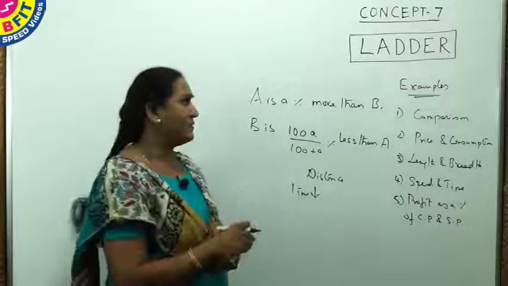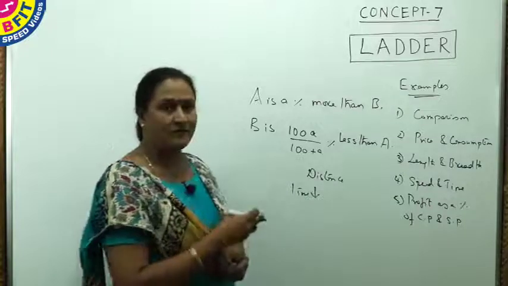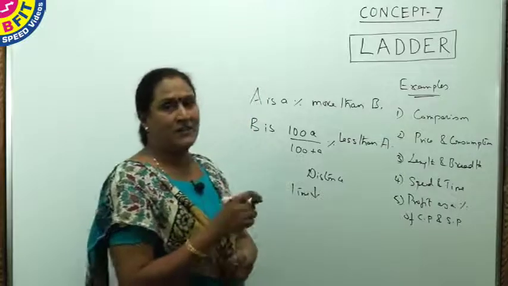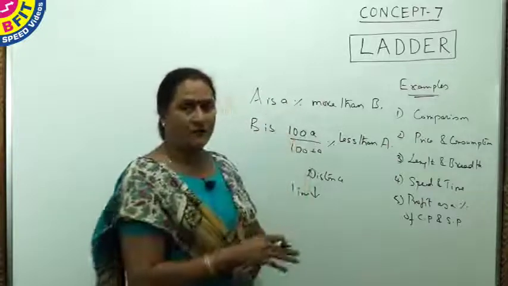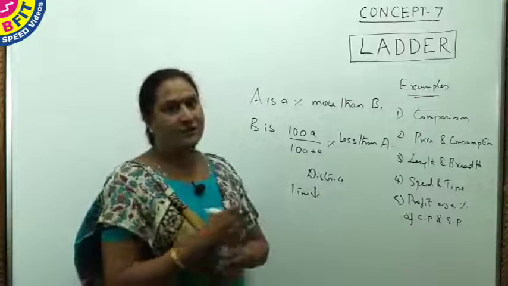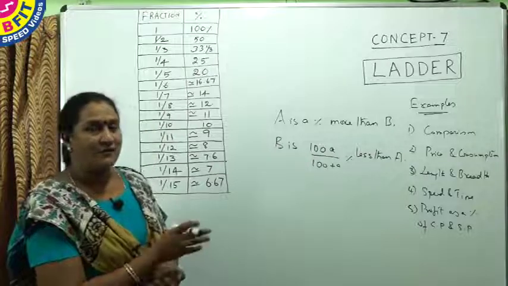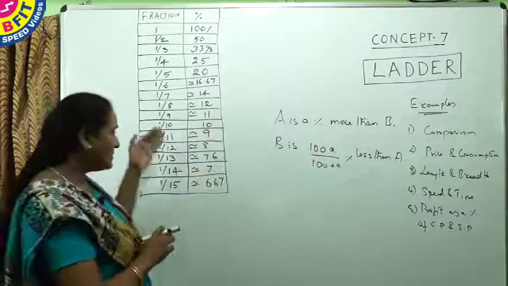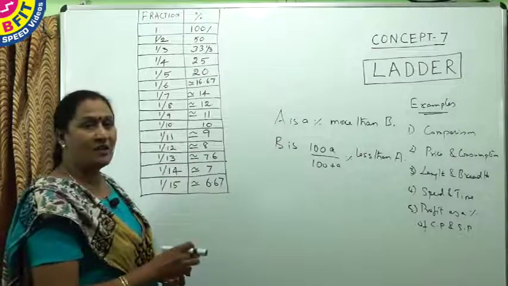And now our concept is the ladder concept. And you'll be wondering what this ladder factor is all about. We'll form a ladder with the relation between fraction and the percentage, and without doing this working also, we'll see how easily, by climbing up or down, we can find the required percentage. So here we have the ladder, where we have the relation between fraction and the percentage.